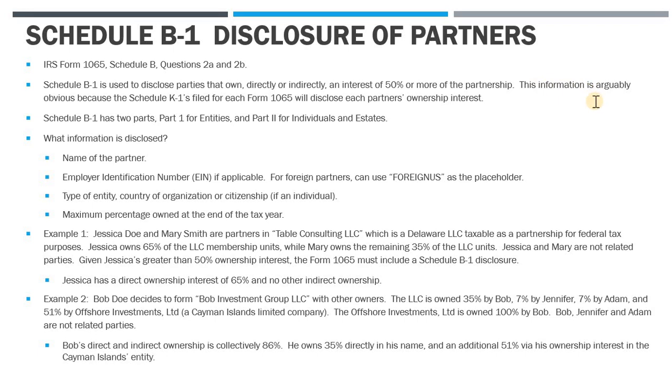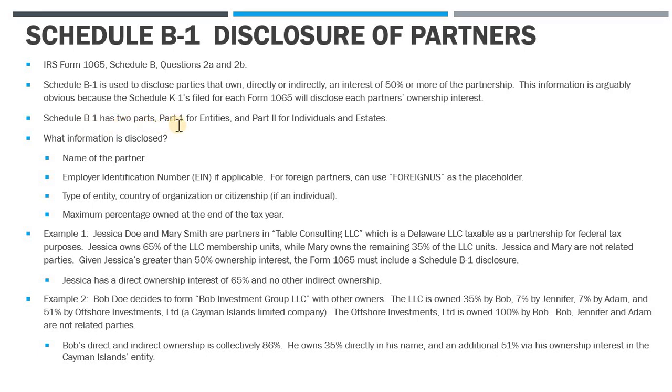Now, I have this sentence here just to highlight some of the overlap. So the information on who owns 50% or more of the partnership is arguably obvious. And that's because if you look at the K1s filed with the 1065, on the K1 you have to list each partner's ownership interests, right? So there can be some overlap. But the reason B1 exists is really to get at indirect ownership. Right, so if you look at the K1s, you can see who owns the company directly. Sure, that's easy. But what you can't see with looking at the K1s is the affiliated relationships that might exist between partners. And so that's what gets disclosed on the B1 form.